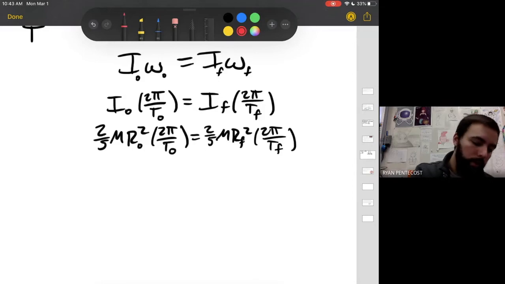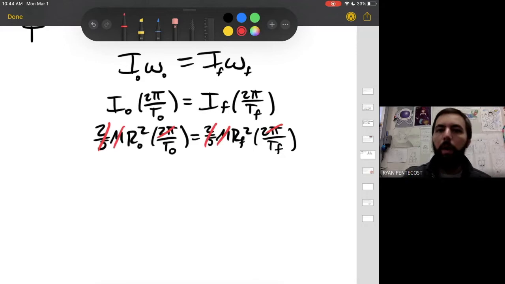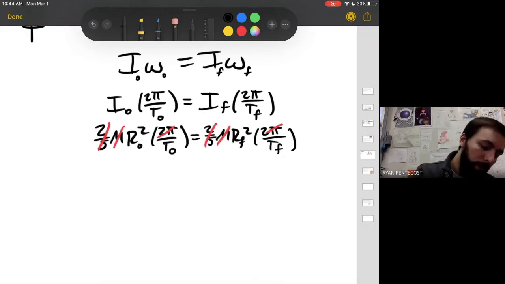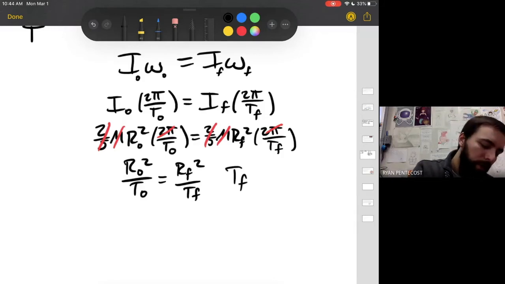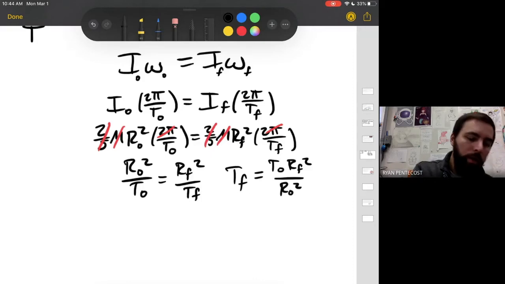Now, things that can cancel. There is a 2 pi on each side, a 2/5 on each side, and a mass on each side. All of those can go away because they can be divided out. So what we are left with is r initial squared over T initial equals r final squared over T final. That's how we can use those ratios to simplify this. Now, if we want T final, if you cross multiply and divide over, what you're going to get is T initial times r final squared divided by r initial squared.